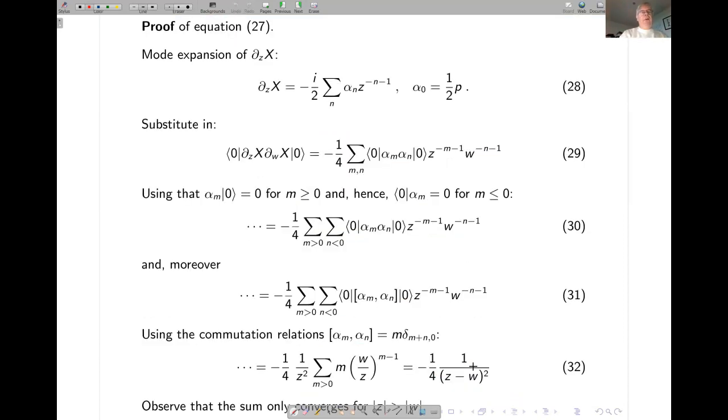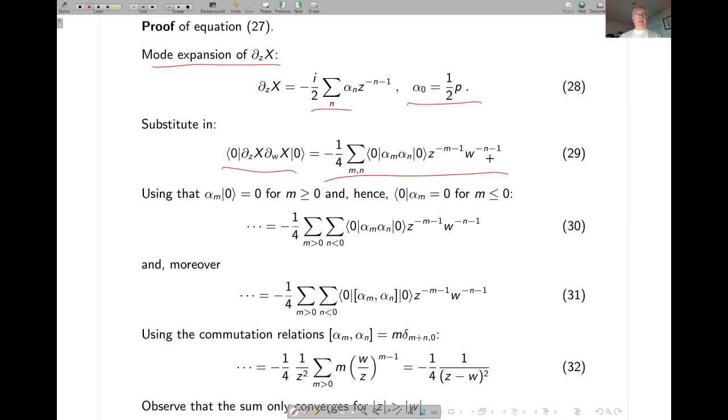So we have a mode expansion for x, so we have a mode expansion for the derivative. And if I define alpha 0 to be suitably related to p, I can write this as a single sum over n, essentially a formal Laurent series, alpha n z to the minus n minus 1. I can substitute this in, and then I get a twice infinite sum over m and n with the operators alpha m and alpha n stuck between ground states, and then everything dressed up with some powers of z and w.